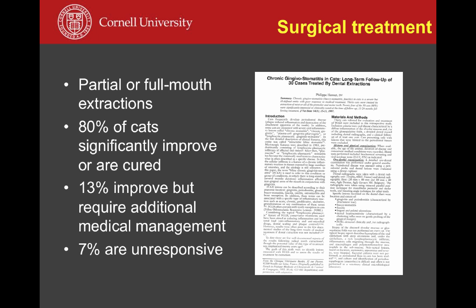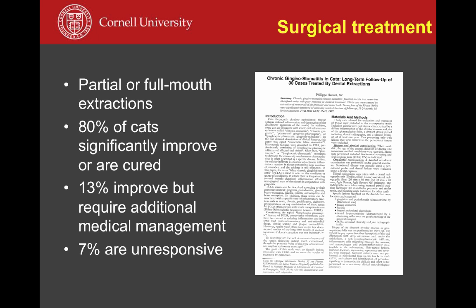What I mean by that is that extractions, whether they're done as near full mouth or as full mouth extractions in the affected cats, seem to be effective, or at least partially effective, in approximately 60 to 80% of cats. So 60 to 80% of cats will show a significant clinical improvement, or be considered cured. Cured means that clinical signs will disappear and the lesions in the mouth will also resolve.